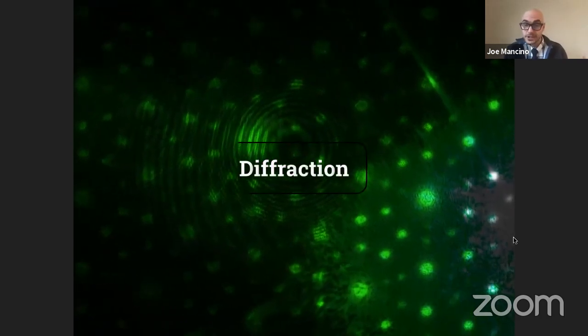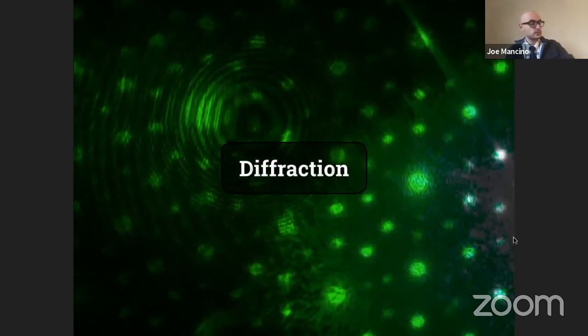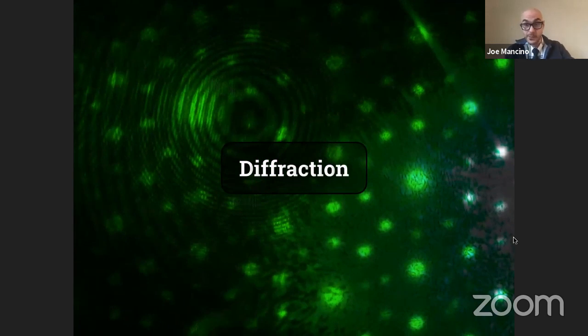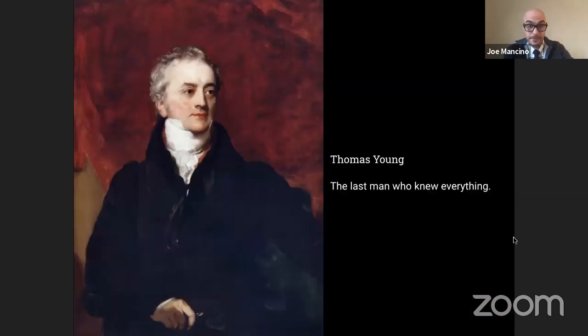Now, diffraction is definitely a waves-only property. So to talk about diffraction, we need to talk about this gentleman here, Thomas Young, born in 1773, known as the last man who knew everything. Thomas Young is famous for a few things.